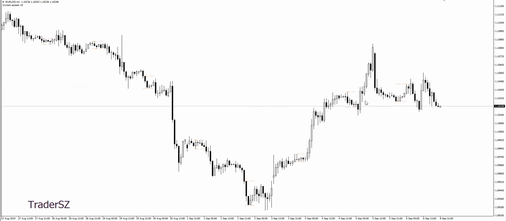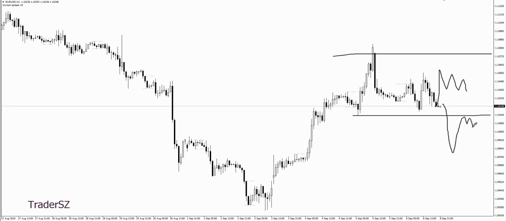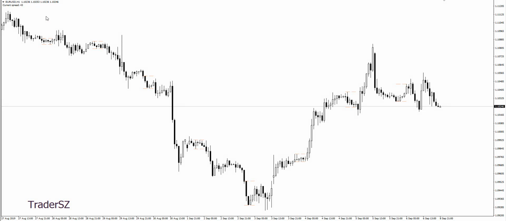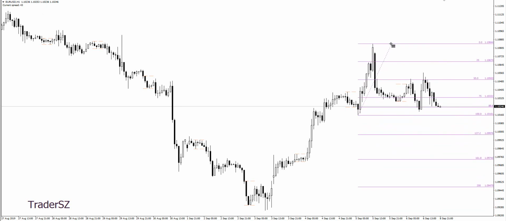So say, I don't know if it's gonna range further here or not, but say for example it did break down, then I've got objectives to reach for, okay. So low to the high, the 127.2. So let's mark them out, let's draw them out.